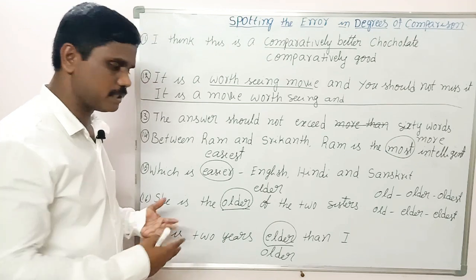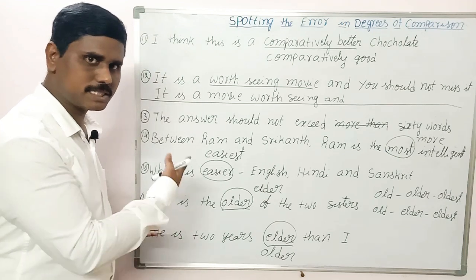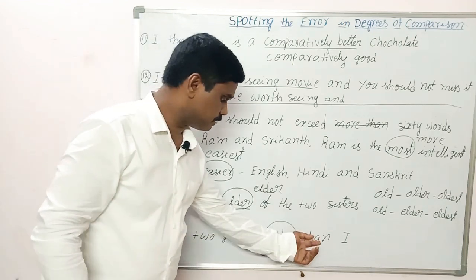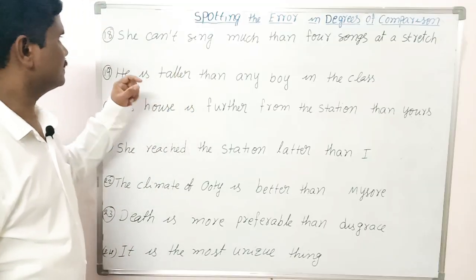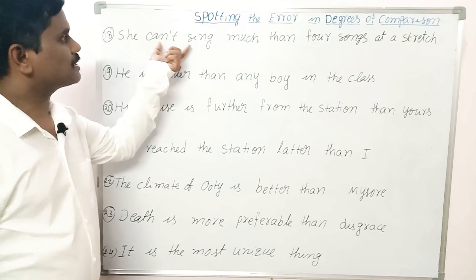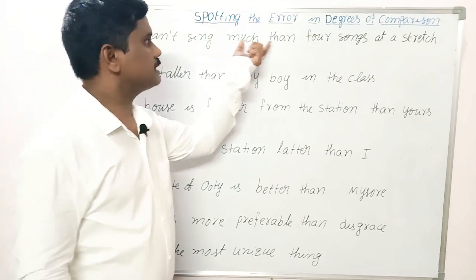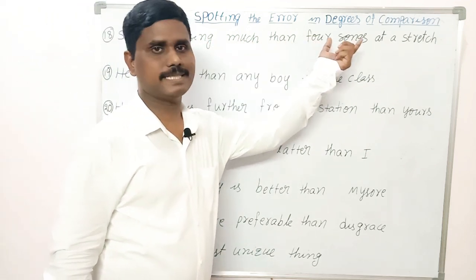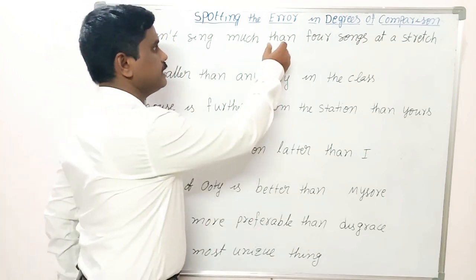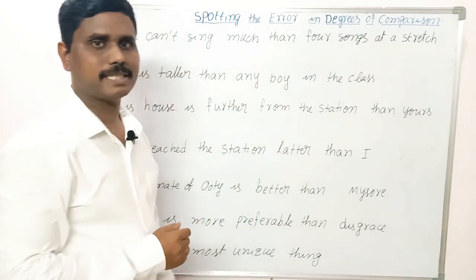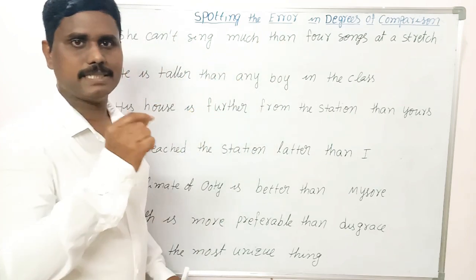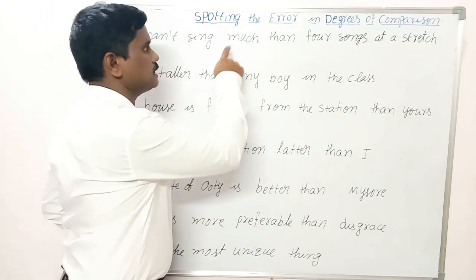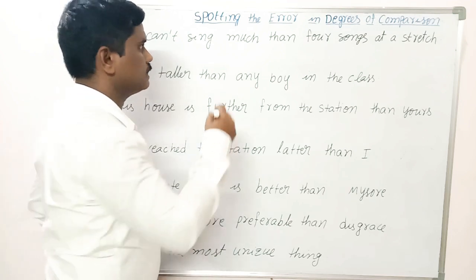Here the relation, we don't know whether they are relatives or not, it is not there. So here, before than we use older. Another sentence: he cannot sing much than 4 songs at a stretch. Here than is comparative degree. Before than we use an adjective. Here much is wrong.